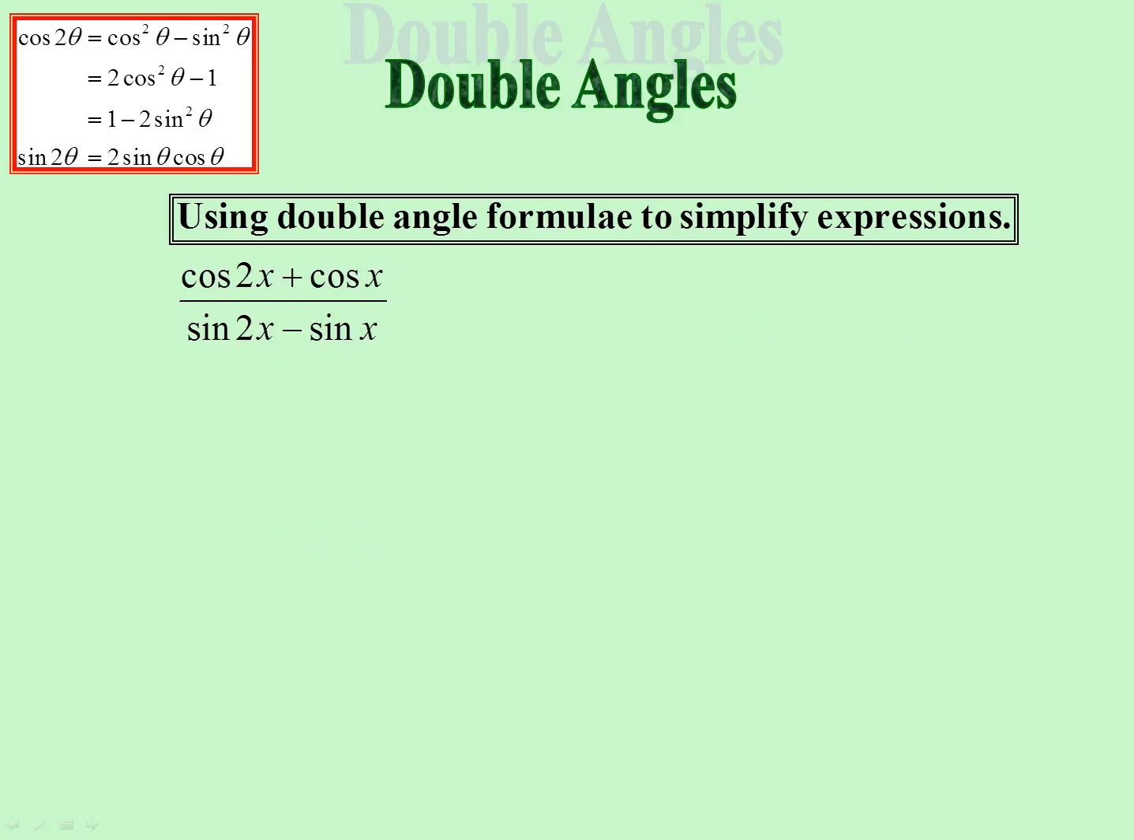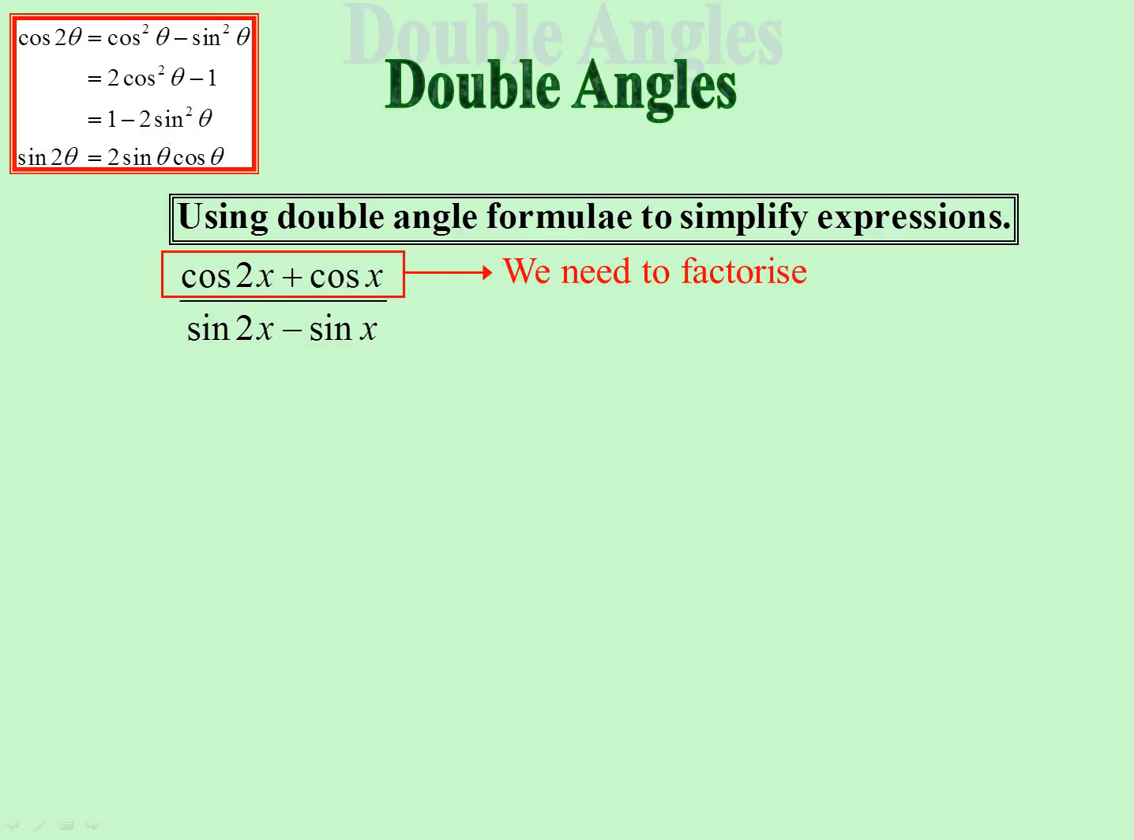Next one. Now, if you have a look at the top line, we have an extra cos x attached on there. Now we need to think about that. With an extra cos x on there, which of these would be best?